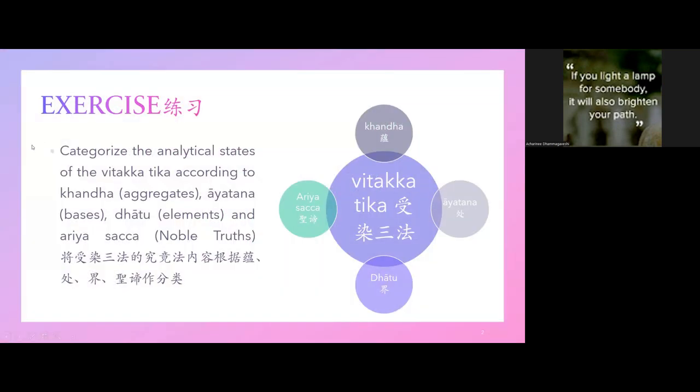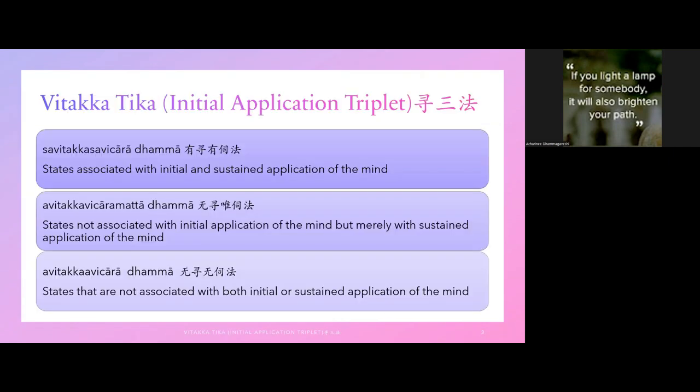So first, what we're going to talk about today is based on this exercise. Categorize the analytical states of the Vitakka Tika according to khandha, aggregates, āyatana, bases, dhātu, elements, and ariya sacca, noble truths. Before we move on to the question, we'll revise what Vitakka Tika comprises of. Vitakka Tika comprises of three terms.